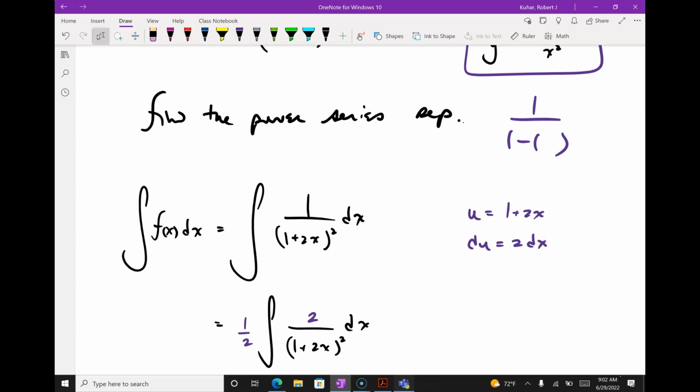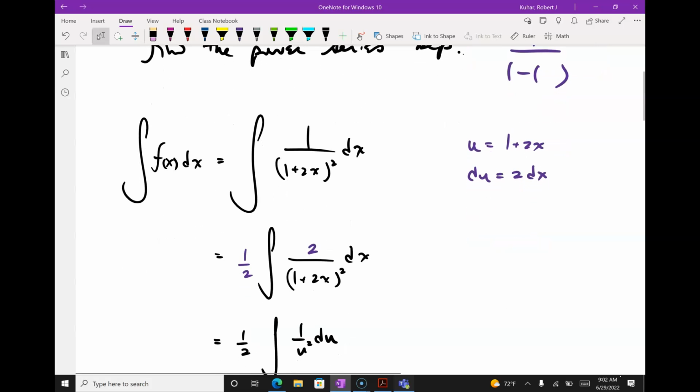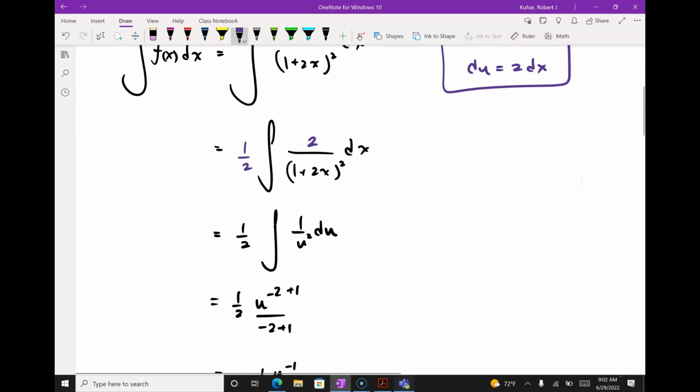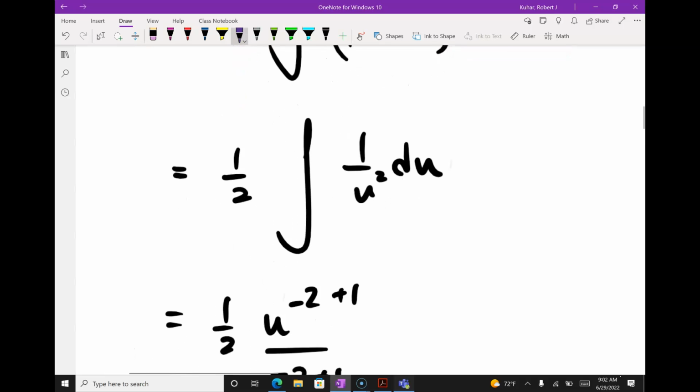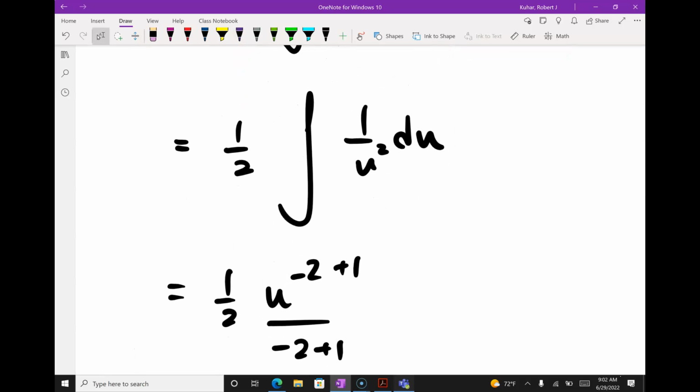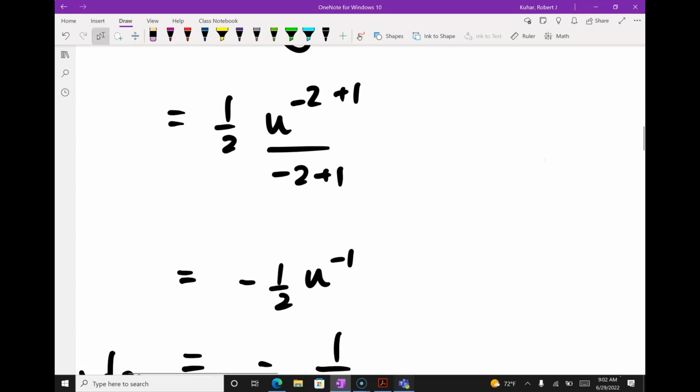So I'm taking the integral of f of x dx, and I see it's a u sub, right? There's clearly an inside. So u is 1 plus 2x, so du is 2 dx. So I multiply by 2 and I cancel with the 1/2. And then I have my u sub. You with me? Okay. So then I take the integral, so it's a power rule.